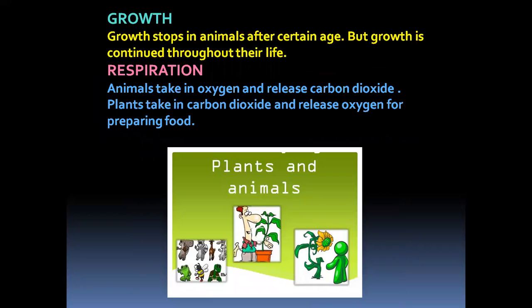Growth. Growth stops in animals after a certain age, but growth is continuous throughout their life in plants. Next is respiration. Animals take in oxygen and release carbon dioxide. Plants take in carbon dioxide and release oxygen for preparing food. Here you can see the respiration process, and the picture of plants and animals.